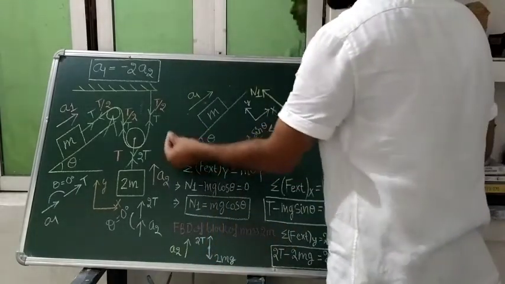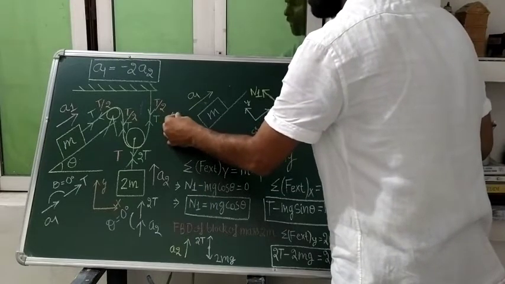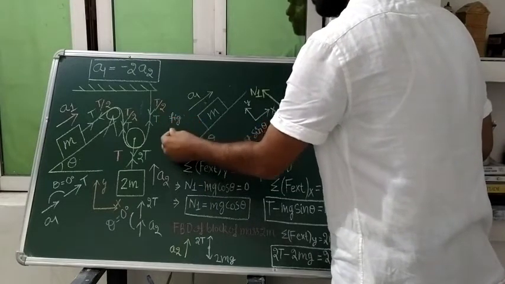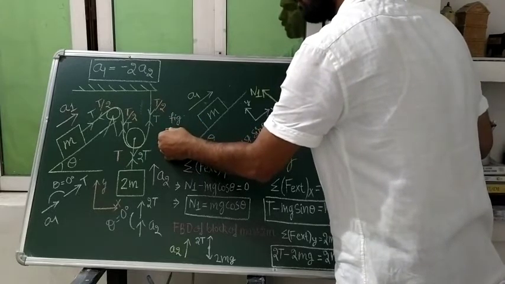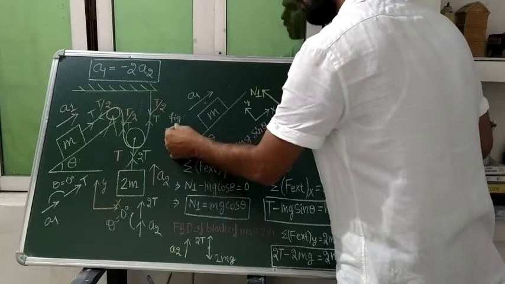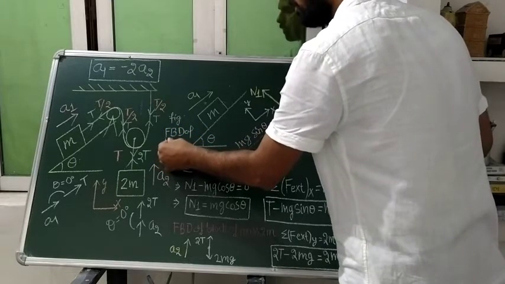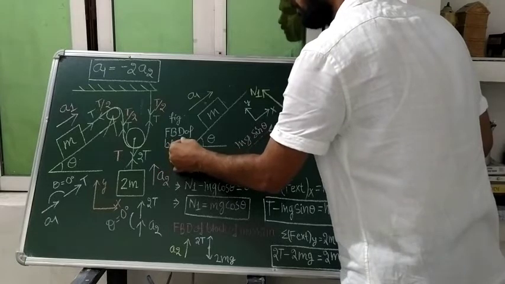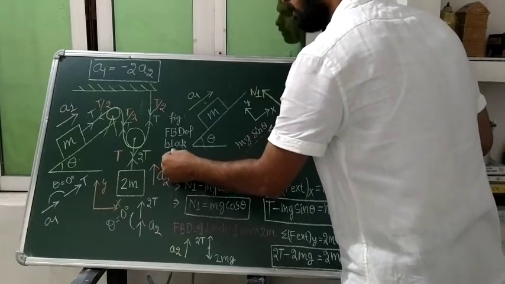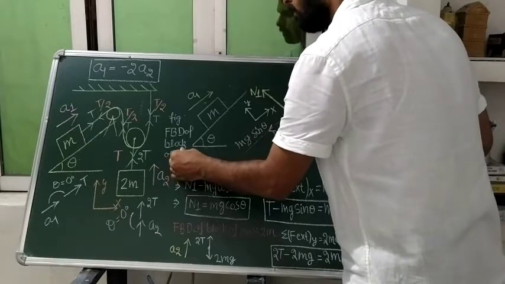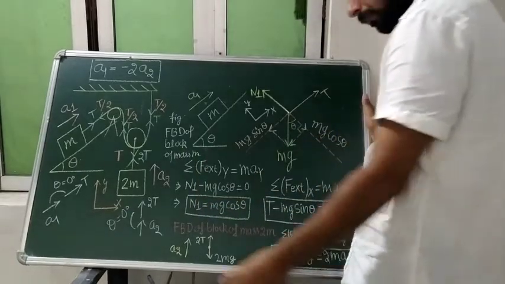Here, this figure is representing the FBD of the block of mass M. Okay.